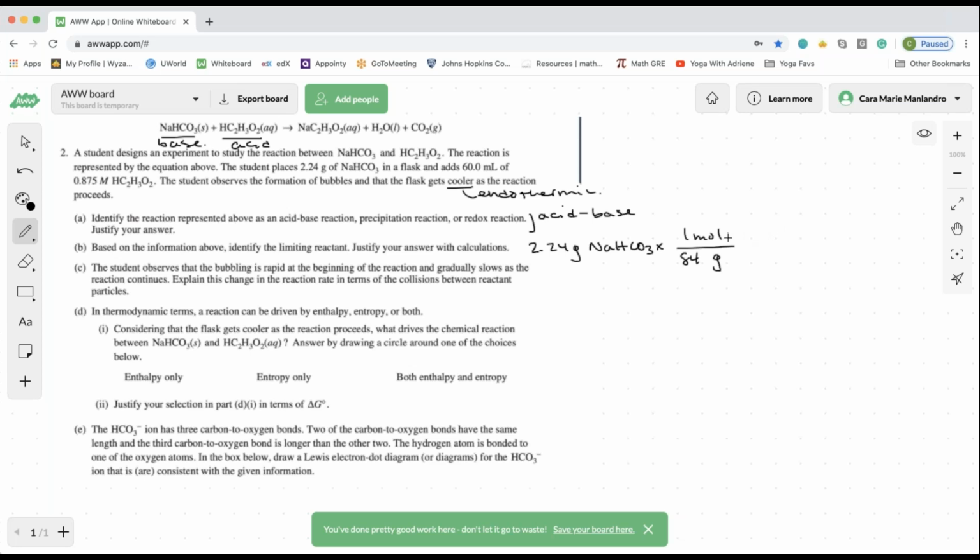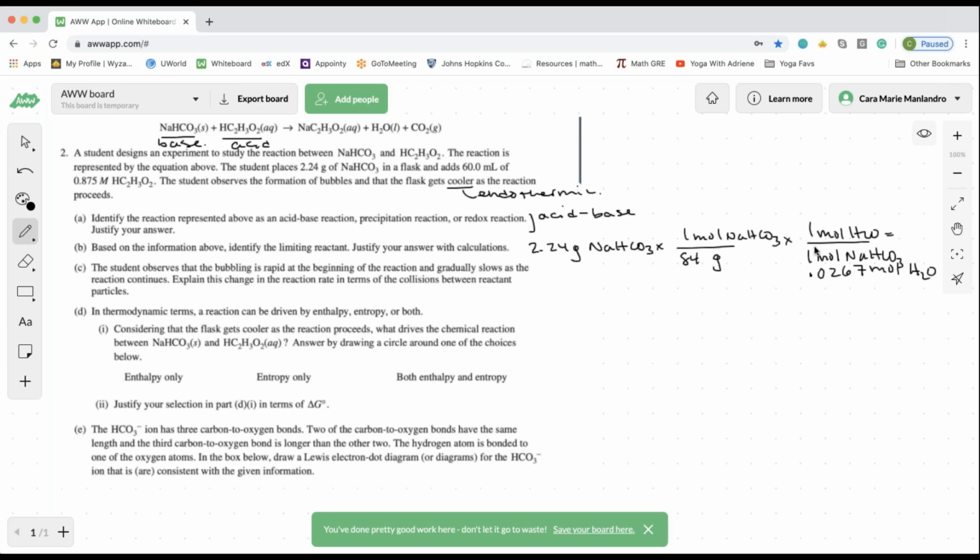All right, and then I'll be a little careful here. Then we can go to any product that you want, and I'm just going to keep it in a mole to mole ratio. So 1 mole NaHCO3 would give me 1 mole of water. All right, and then if I chug the numbers here, 2.24 divided by 84 is 0.0267 moles of water.